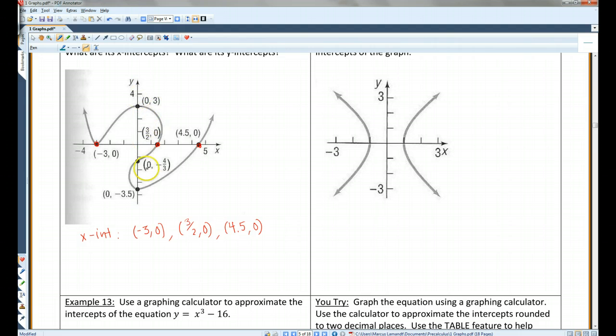The y-intercepts hit the y-axis. So here, here, and here. So I've got 0, 3, 0, negative 4 over 3, and 0, negative 3.5. Okay, and notice how for the y-intercepts, the x value is all 0. You guys can try this one.